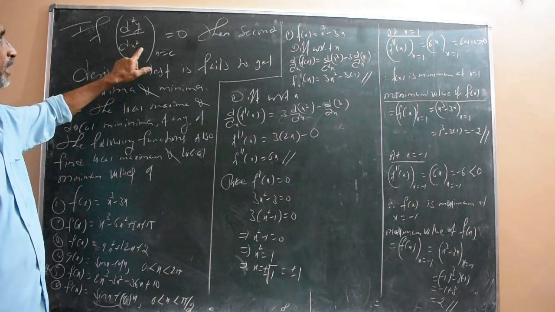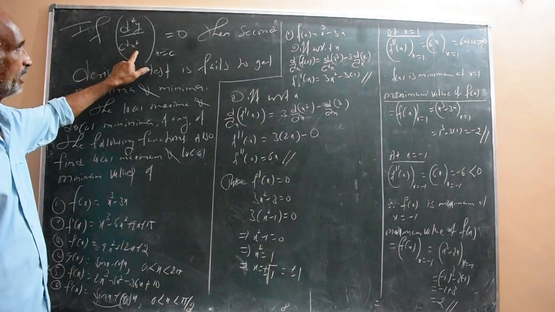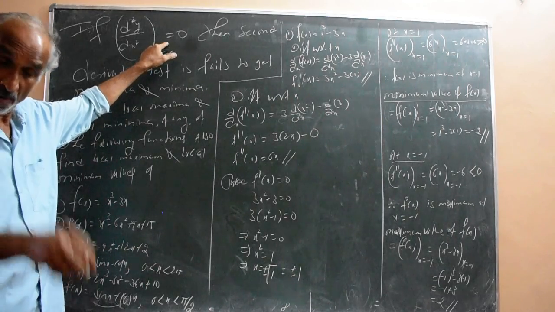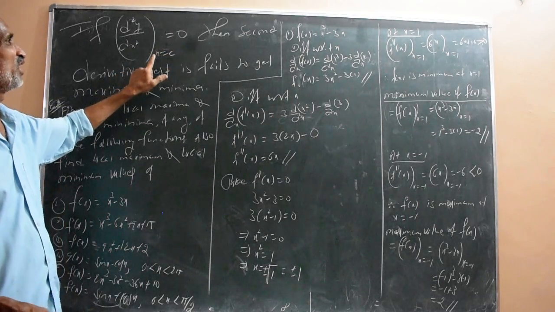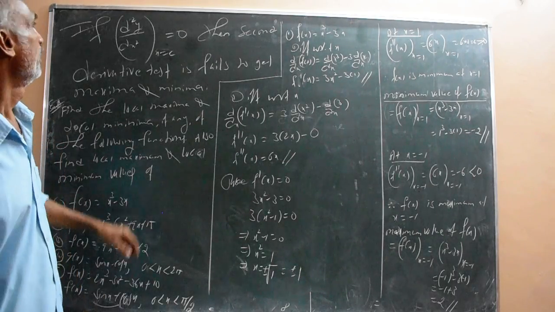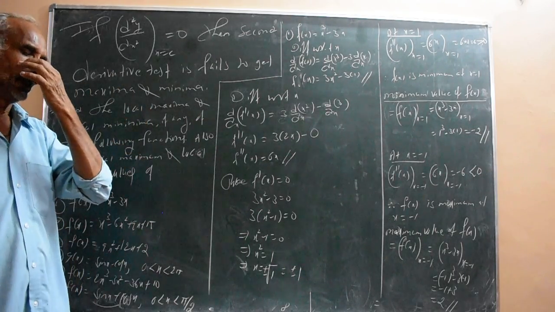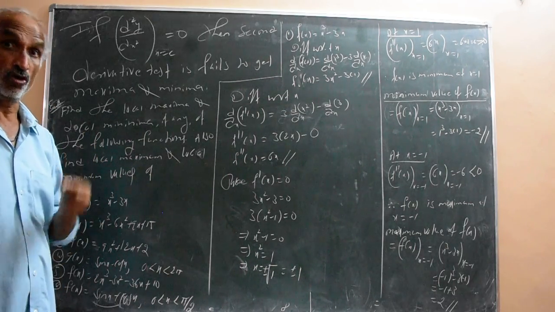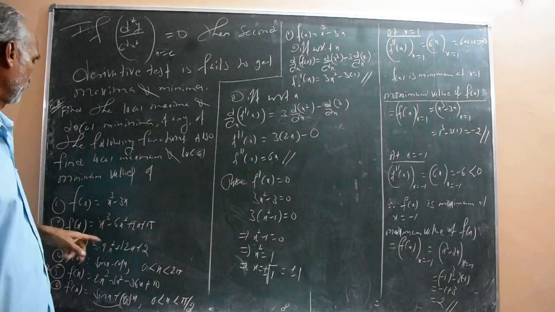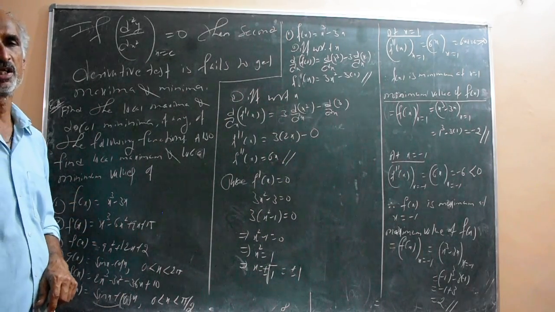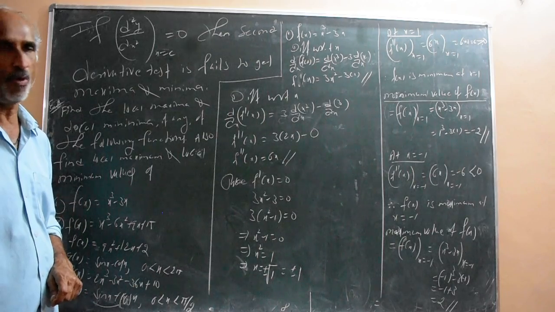Okay. At x is equal to c, d square y by dx square is positive, then f of x is minimum at the point x is equal to c. X is equal to c is called the point of minimum, and the minimum value is obtained by taking x is equal to c in y is equal to f of x. In the original equation, y equals f of x. So in that original equation you have to take x is equal to c, you will get the minimum value.